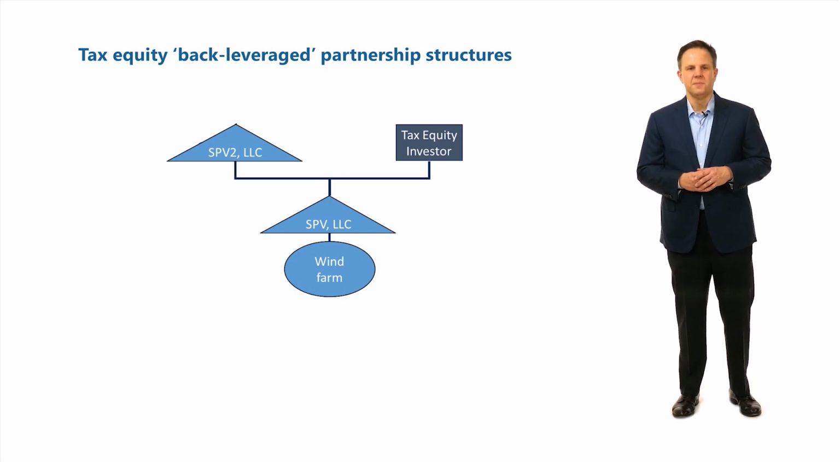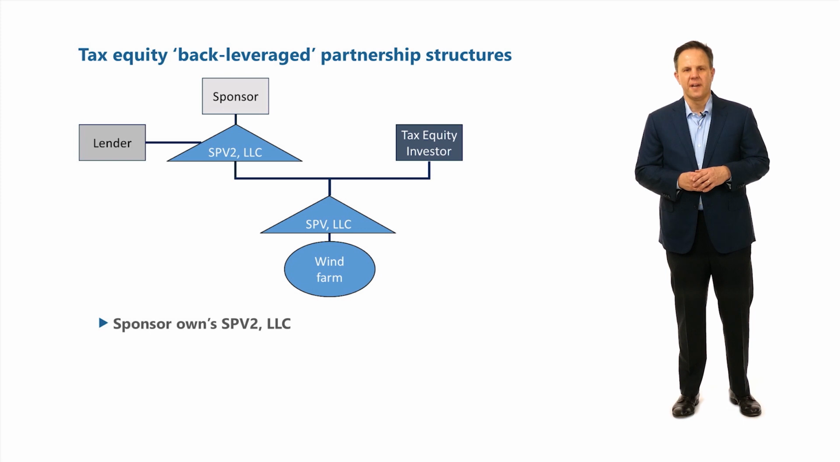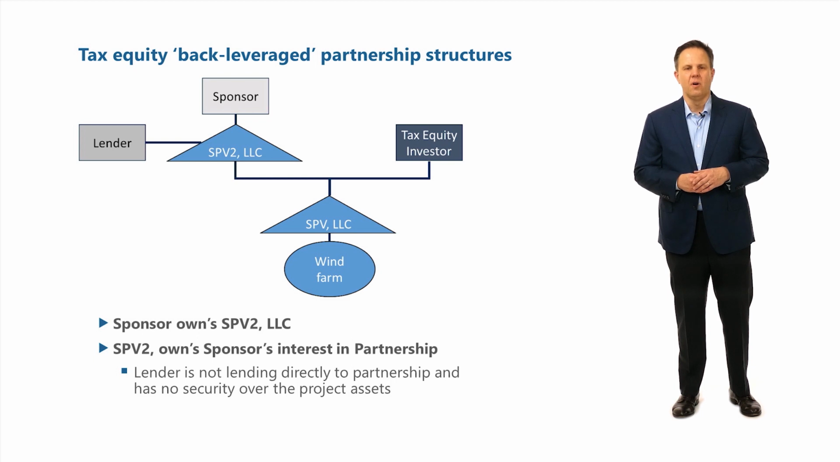This is not to say the investments are unlevered. Instead, we often see a structure known as back leverage, in which a lender lends to a special purpose company owned by the sponsor, which in turn owns the sponsor's interest in the tax equity partnership, and the lender is repaid solely from the cash flows that the sponsor receives from the tax equity partnership. It's called back leverage because the lender is not lending to the tax equity partnership itself, and the lender has no security over the project assets. The lender security package is essentially just the partnership interest owned by the sponsor.